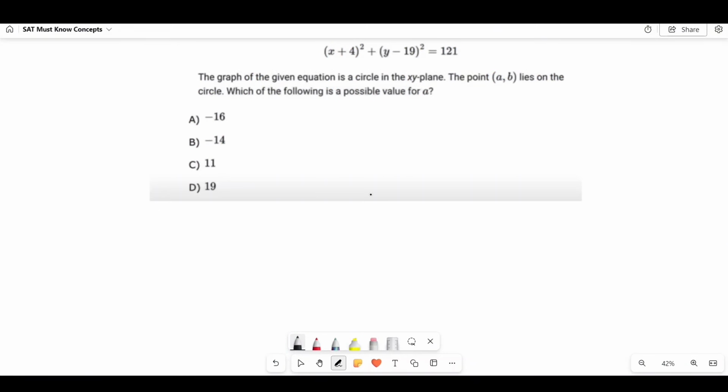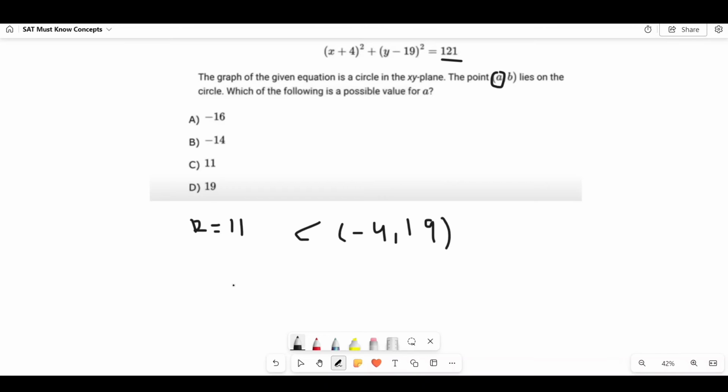The next thing you need to know on the SAT is the circle's equation. For this, we need to know what the value of A is, because they're asking what is the value of A that's possible when this lies on the circle. In this equation, we can see that the radius is 11 because you just take the square root of the last value, and the center is at -4, 19, because that's the x value here, or the h if you think about it like that: x minus h squared plus y minus k squared equals r squared.